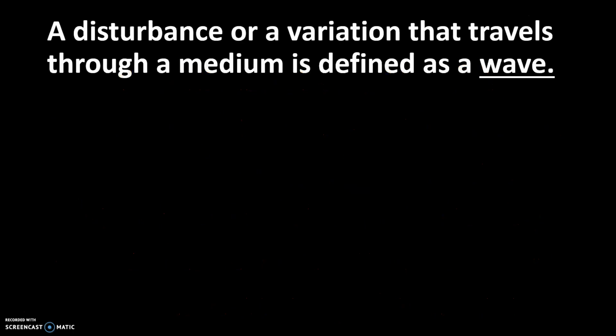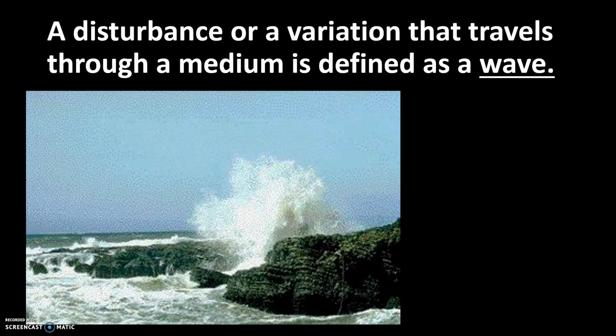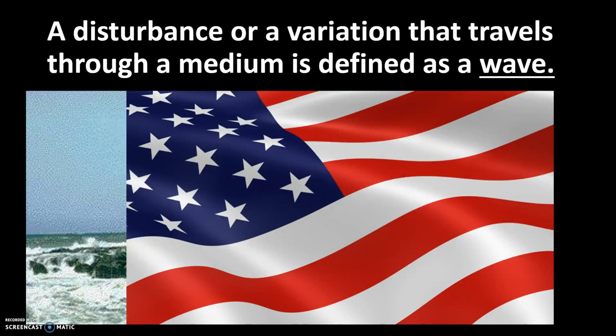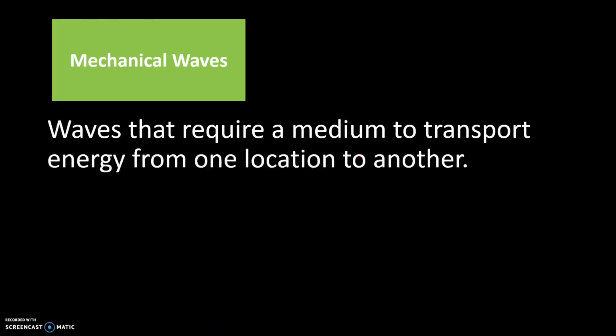So first, we need to define what a wave is. In your real life, you have probably seen numerous examples of waves. For example, the waves that you see in the ocean, and even the American flag, which is waving up and down because of the wind, right? So a disturbance or a variation that travels through a medium is defined as a wave. There is some kind of variation present in both of these scenarios, enabling them to have the properties of a wave within them.